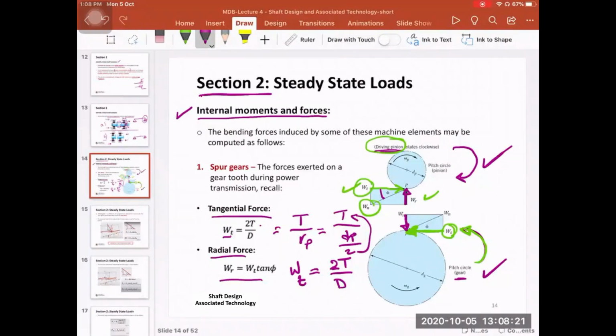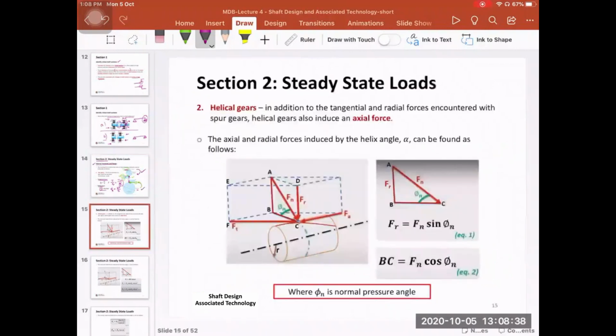Based on this triangle here, there is a relation between the radial force W_r and the tangential force W_t. So W_r is equal to W_t multiplied by tan of the pressure angle. This is quite simple now because I assume that you have seen the previous video where I explained this in detail. So I'm going to go now and talk about the helical gears.